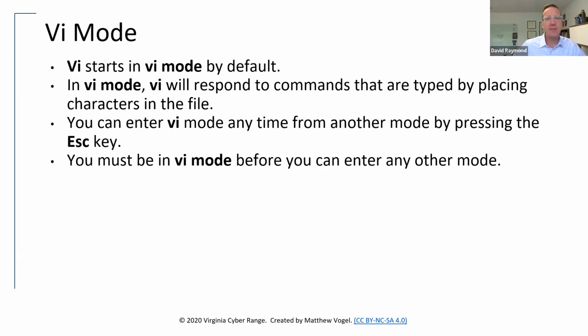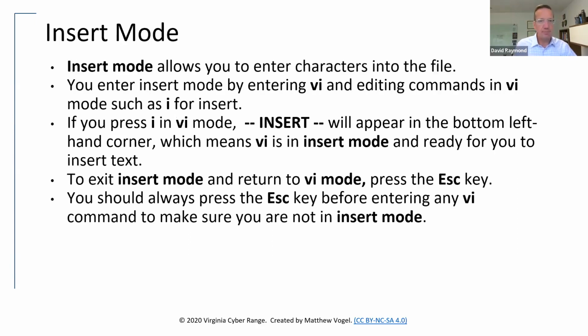Okay, so VI starts in VI mode by default, and it will respond to commands that are typed by placing characters in the file. You can enter VI mode at any time from another mode by pressing the escape key, right? So you start in VI mode when you start VI, and to go to any other mode, you have to be in VI mode, the basic mode that you start with. And to get there, you have to press escape. That's pretty helpful, right? If you're not sure what mode you're in, if you press escape, you'll go back to VI mode. And VI mode is where you should start to do anything that you're going to do.